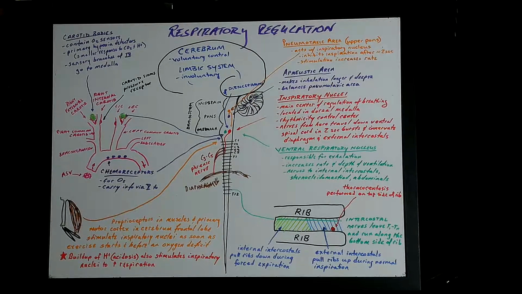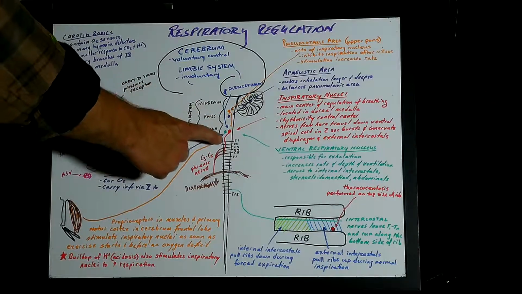Okay, for the last lecture on the respiratory system, we're going to look at regulation of the respiratory system. And we'll start with all of the incoming information that is used to determine how deeply you breathe and how frequently you breathe. And then we'll finish up by looking at how we send the information back out.